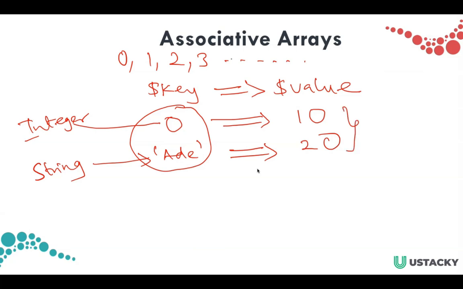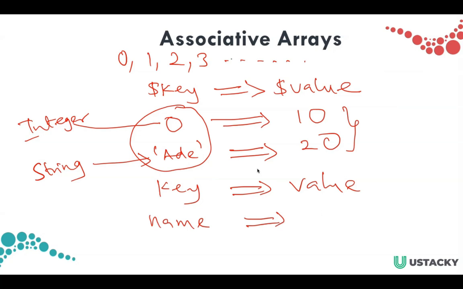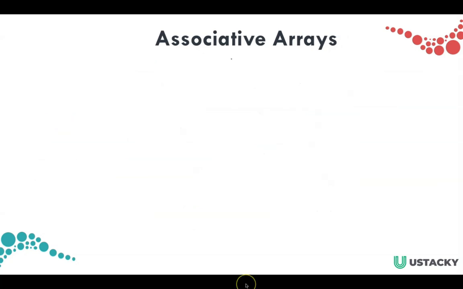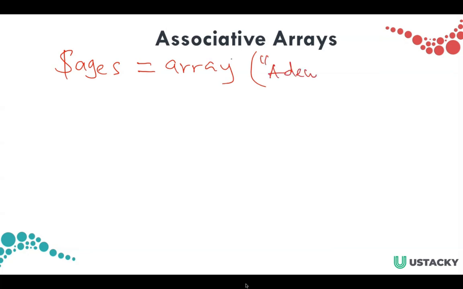For example, if you would like to form an array of ages of students in a class, we have a key and a value. The key should be the name of the student, while the value should be the age of the student. To form this array, it will be written as $ages equals array. The key is the name of the student. You can have something like Adewale, and it is pointing to a value.